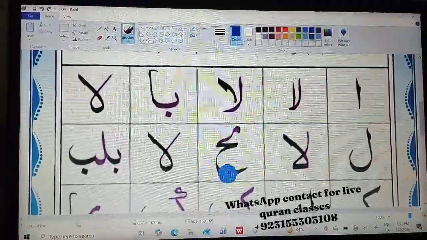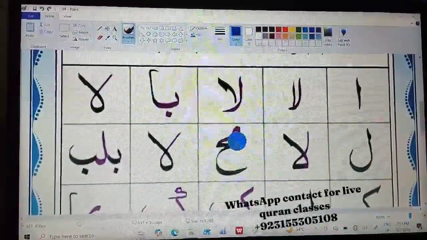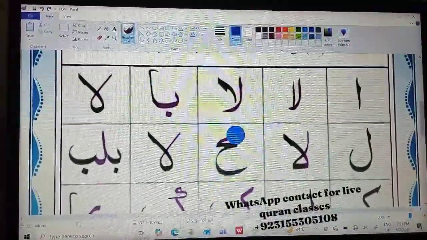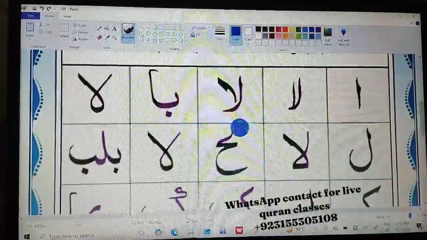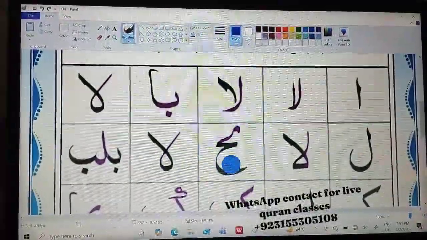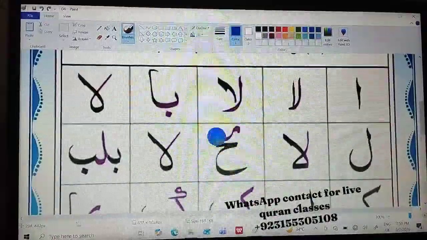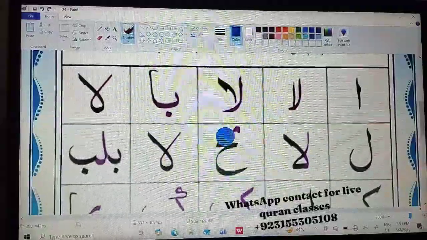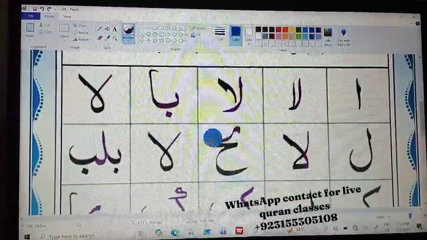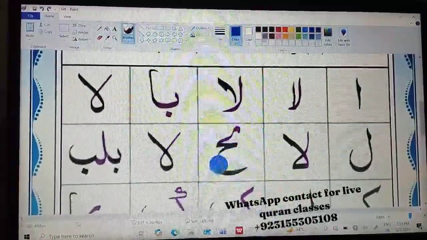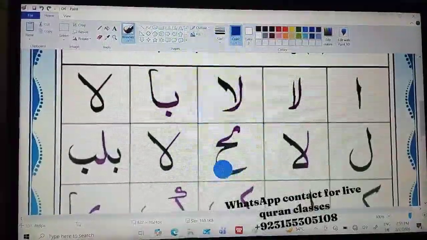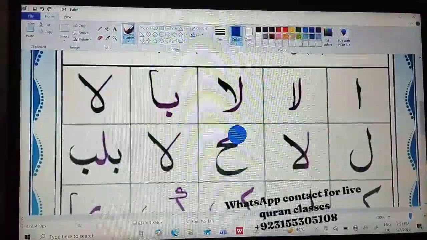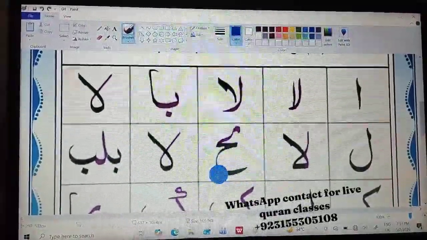Okay. So the next letter is Lam Ha. The red one at the top is Lam, another shape, a half shape of Lam, and the black color in full shape is Ha. So both letters together are Lam Ha.